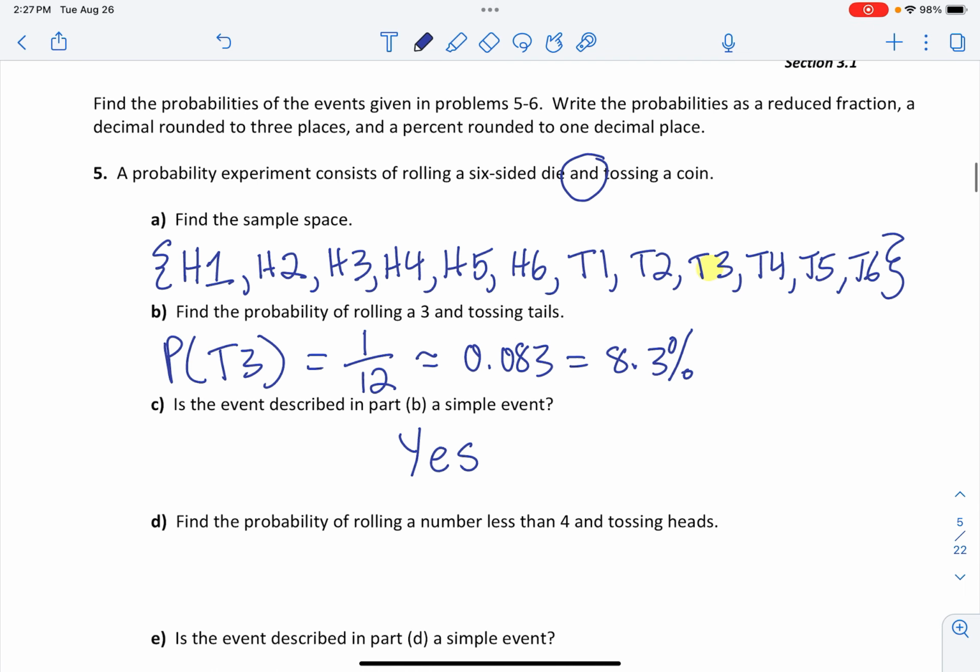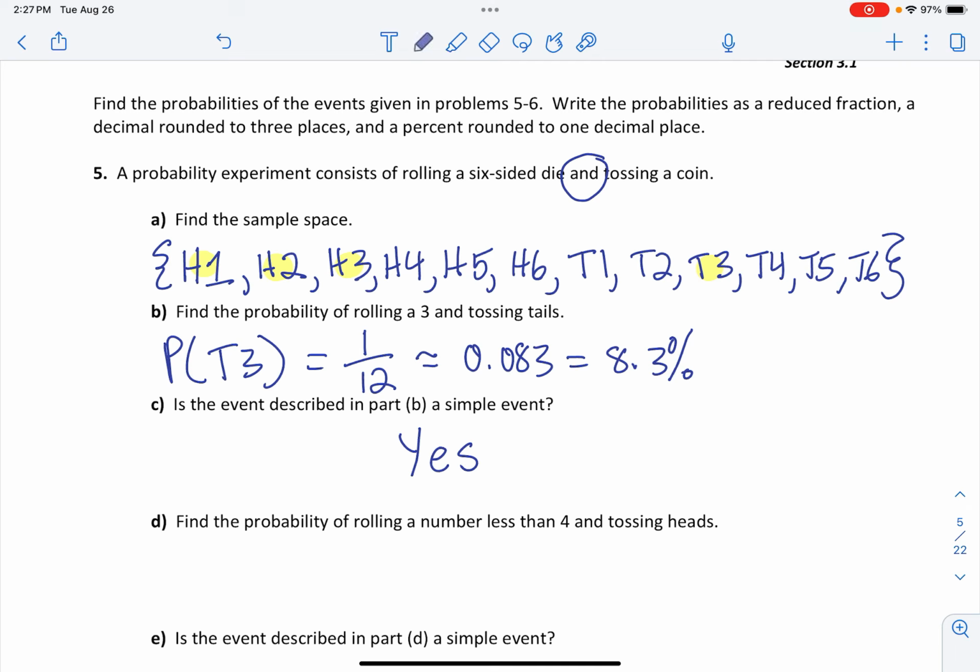It's the probability of rolling a number less than 4 and tossing heads. Okay, so let's see if we can count that up. Less than 4 and tossing heads. Let's see, that one, and that one, right? Those are all less than 4, not 4, but less than it, and they all have heads, so there's 3 of them.